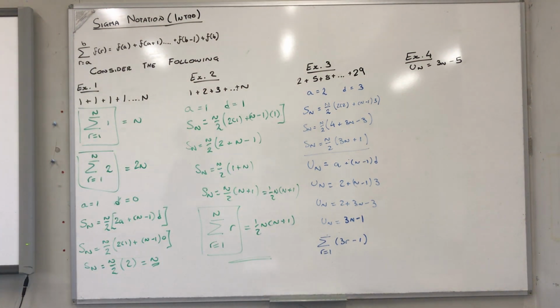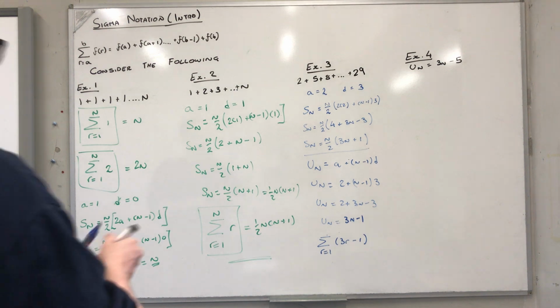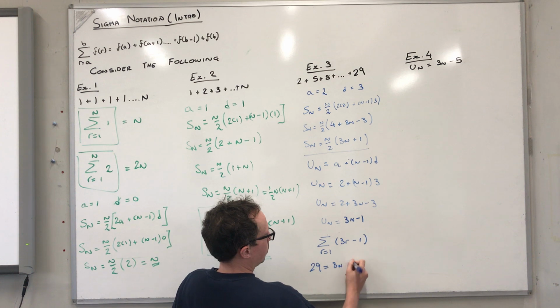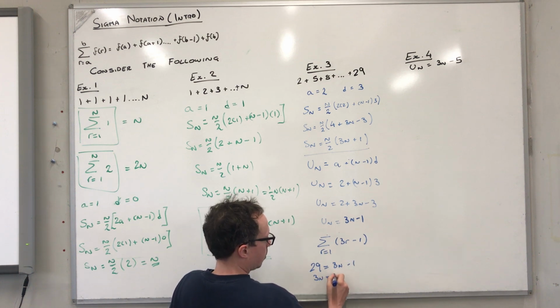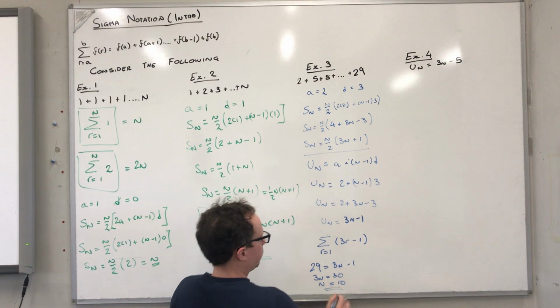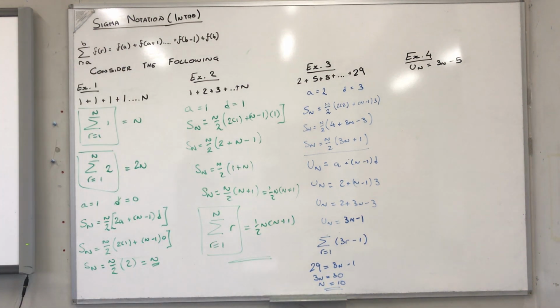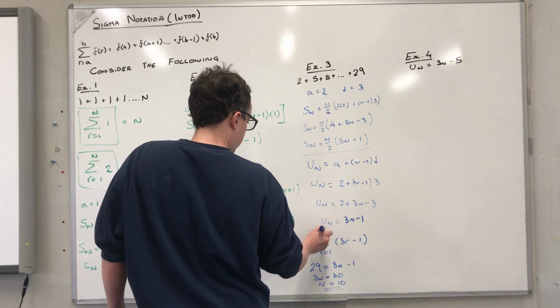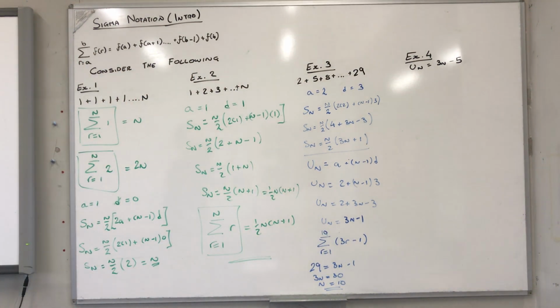So how could we calculate how many terms that is without simply going 2 plus 5 plus 8 plus another one plus another one plus another one? Well, we've got the formula un equals 3n minus 1. And that's allowed me to realise that the term 29 is the 10th term. And now I've got a formula for it. Okay? So then how would I calculate what the sum is from 1 up to 10 of 3r minus 1?